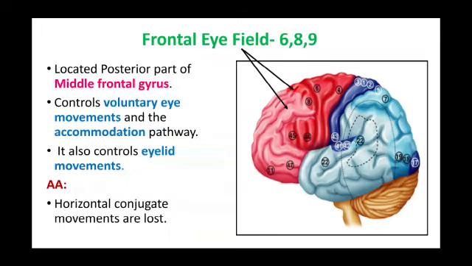So next we have the frontal eye field, areas 6, 8 and 9, located in the posterior part of the middle frontal gyrus. It controls voluntary eye movements and the accommodation pathway. It also controls eyelid movements. In applied anatomy, horizontal conjugate movements are lost.